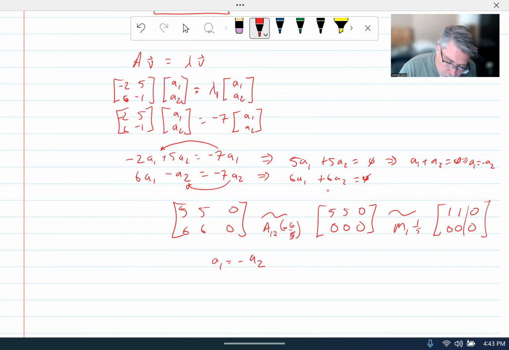And so if I let A2 equal R, then A1 is equal to negative R. Then the eigenvector V1 is going to be an element of R2.